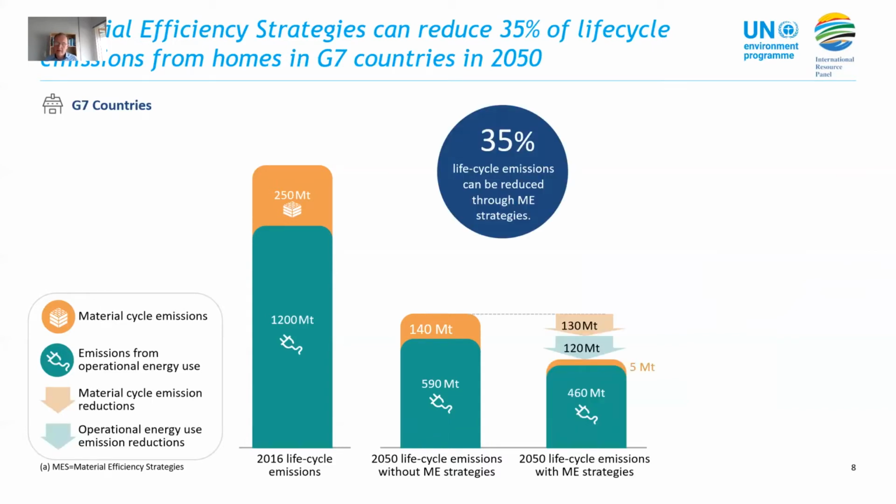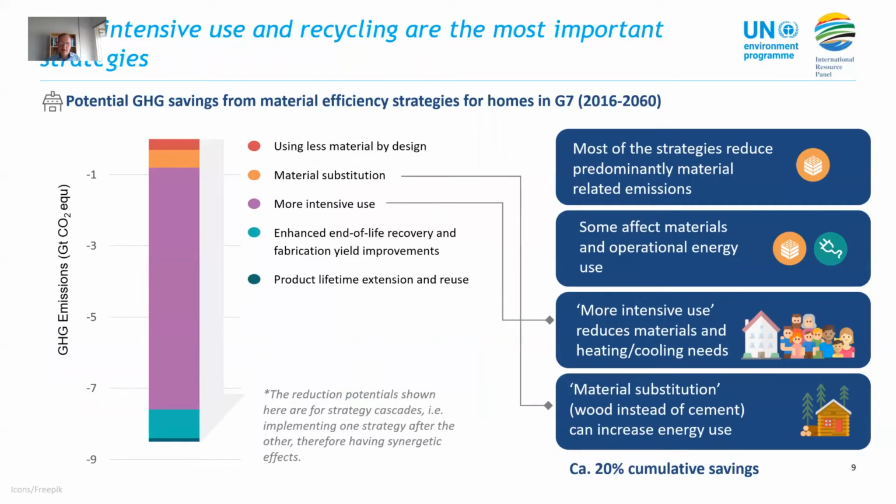However, if we employ all the different material efficiency strategies that we have investigated in our study, what we actually see is that not only can the emissions from the materials be almost eliminated, but also that emissions related to energy consumption are further reduced. And this is mostly related to the strategy of more intensive use, which has the largest potential. By having to heat or cool less building space, we save materials for constructing the building space, but also for the operation of the buildings. In addition, there are options through material substitution, through enhanced recycling to further reduce those emissions.